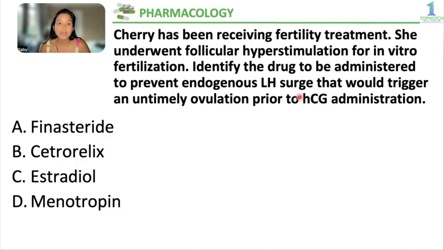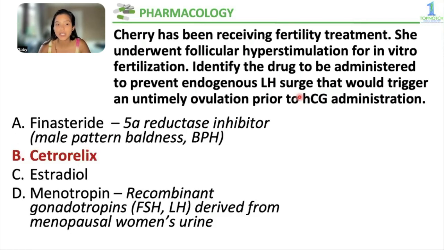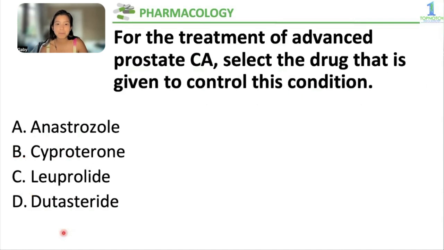Identify the drug to be administered to prevent endogenous LH surge that would trigger an untimely ovulation prior to HCG administration. So our answer here is cetrorelix. Remember, relix, relax ka lang, it's an antagonist. Finasteride is a 5-alpha reductase inhibitor, which is used in male pattern baldness and BPH, not in IVF. Menotropin, remember na discuss natin siya kanina, it's one of your recombinant FSH and LH derived from menopausal women's urine.